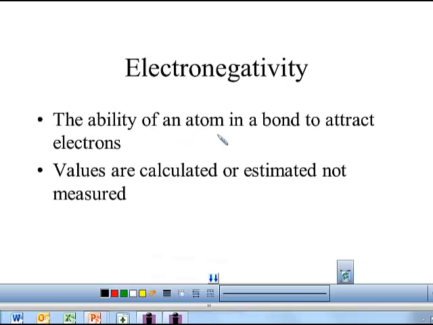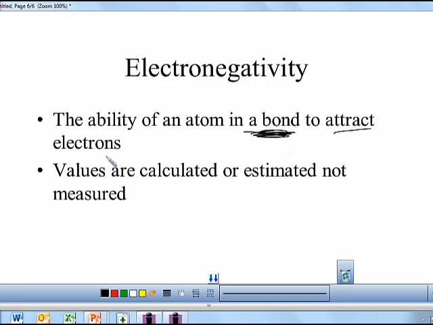It is the ability of an atom in a bond. After this chapter, we're going to be hitting bonding, covalent, ionic, how that works. So electronegativity is very important in that. So it's the ability of an atom in a bond to attract electrons. Remember, when things bond, it's because of the electrons. So these values are calculated or estimated. They're all based on fluorine. They are not actually measured.